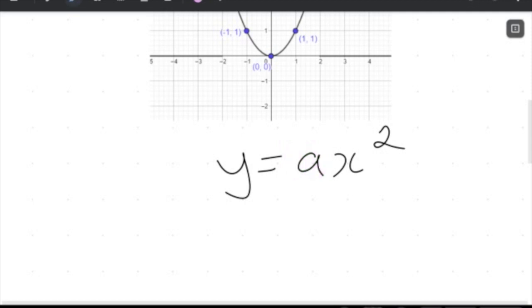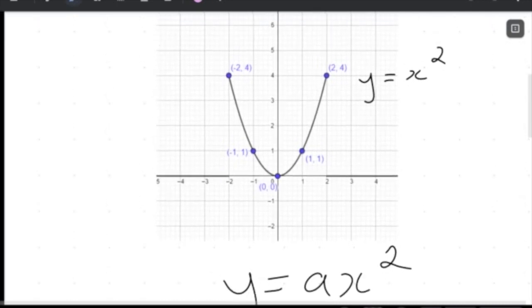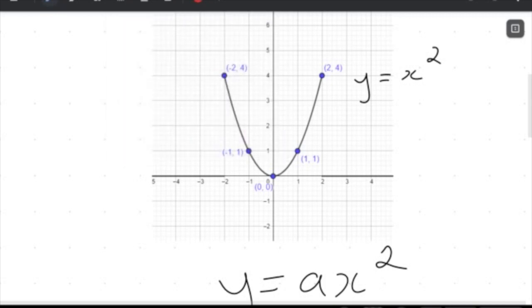Now, what we're looking at today is what happens when we start to mess around with this particular coefficient, this pronumeral of a. We're going to try a couple of examples in this video and look at the effect of changing this. What we are going to do is draw on this exact same graph the graph of y equals 2x squared.